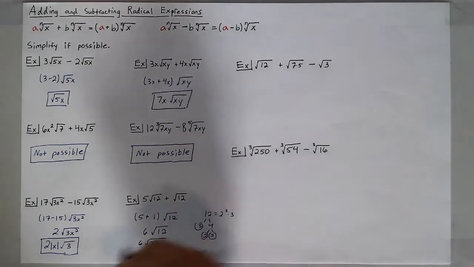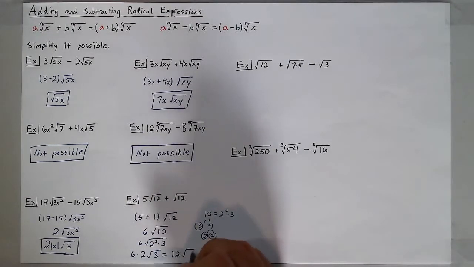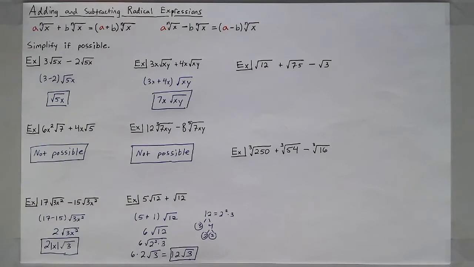So I can take out a 2, give me 6 times 2 square roots of 3, which gives me 12 square roots of 3. So whenever you can simplify a radical, even after you combine them, you should.